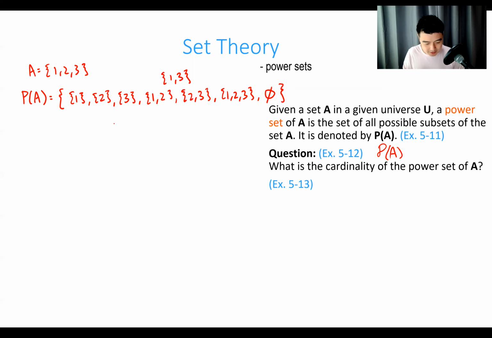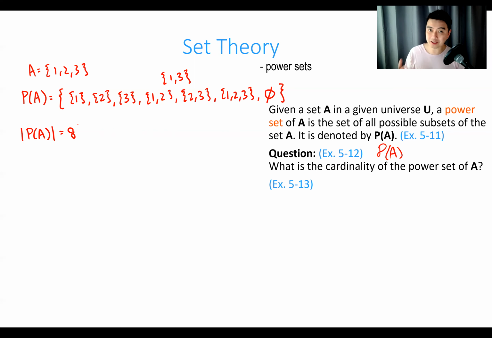Now, the question here is we want to find the size of P of A. The size of P of A here is equal to 8. The question is, where does this 8 come from? I want you to note that these subsets don't have order. For example, if I say 1, 2 is a subset of A, then I've already included the set 2, 1 in that. So the order of the subsets doesn't really matter. There's really only 8 unique sets that are subsets of A.